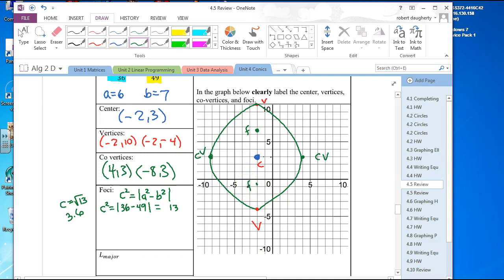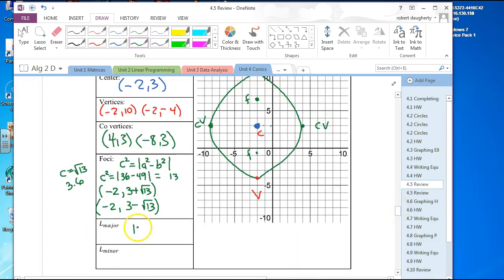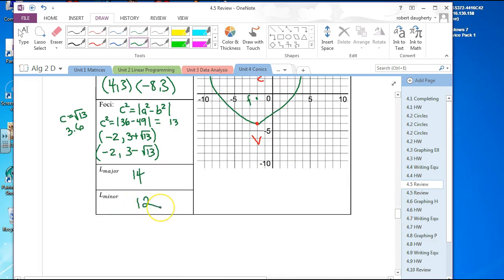So what is that point? So the first one is -2, and then the y value is going to be 3 plus square root of 13. And there's another one at -2, 3 minus square root of 13. Those are the foci for the graph. The major axis is vertical. What's the length of the vertical axis? The length of the vertical axis will be twice that. So the length of the vertical is 14. The length of the minor, in this case, is the horizontal. It's going to be twice this number right here, which is 12.